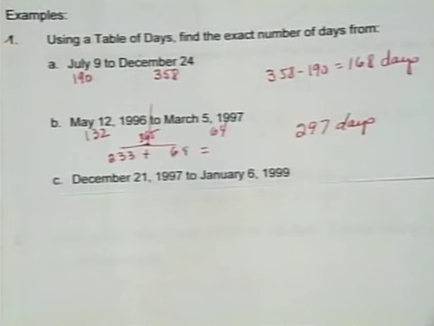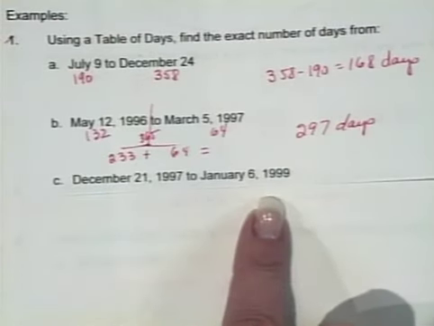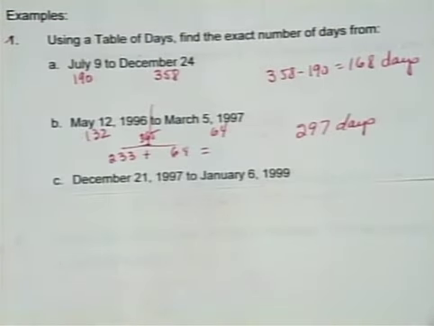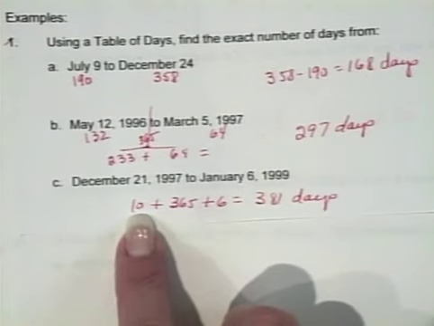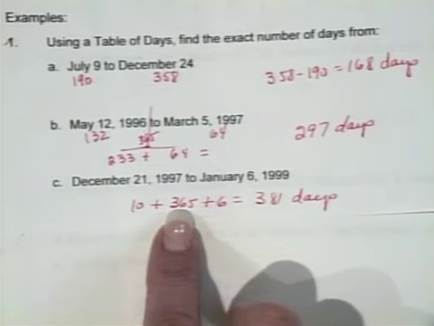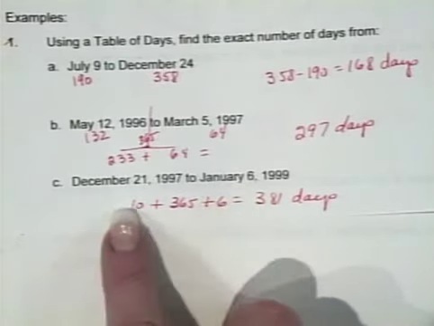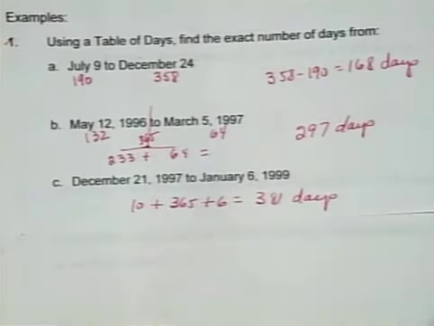Okay, here we go. I've got December 21st, 1997 through January 6th, 1999. How many years are involved here? And 2 part years. So you're kind of going to have to deal with 3 years total. Does that make sense? So what I did here is said there's 10 days left until the end of the year. I've got a whole year of 365 days and 6 days into the next year. This is 97, 98, 99. I've got a total of 381 days.